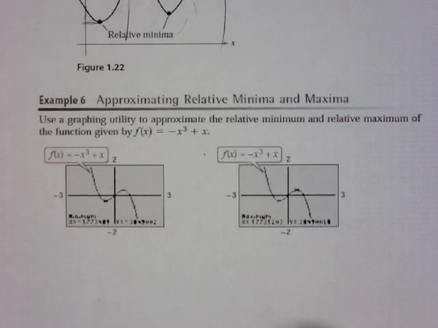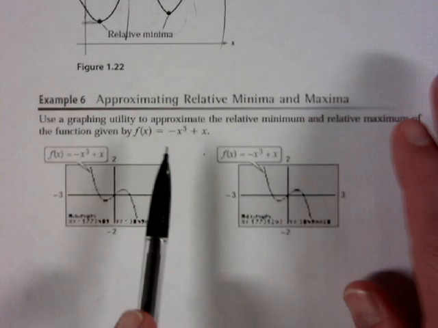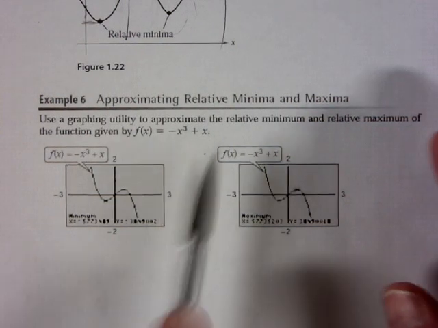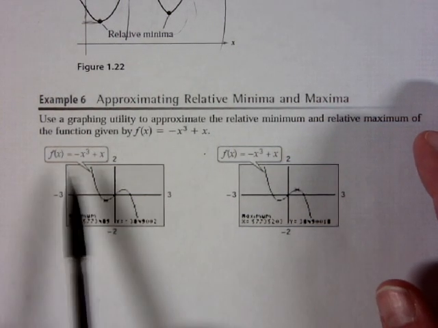It says using your graphing utility to approximate the relative minimum and relative maximum of the function given by f of x equals negative x to the third plus x. All right? So here is my graph. They've given me a graph.